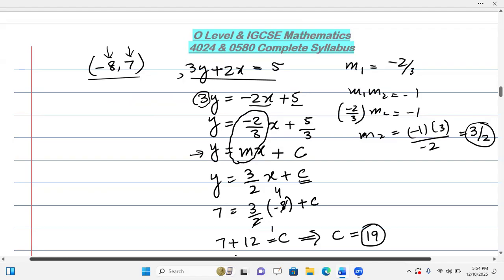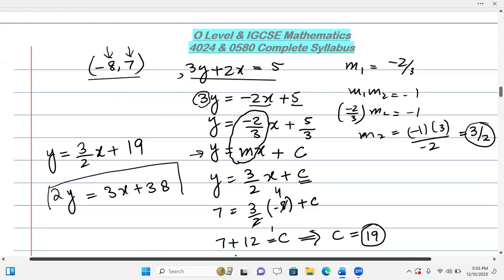So your line equation will become y is equal to 3 by 2 x plus 19. And if you want to arrange it, multiply the whole equation by 2, you will get 2y is equal to 3x plus 38. And this is your line equation for the perpendicular line passing through the point P, having the vertices minus 8, 7, which was originally h comma 7.